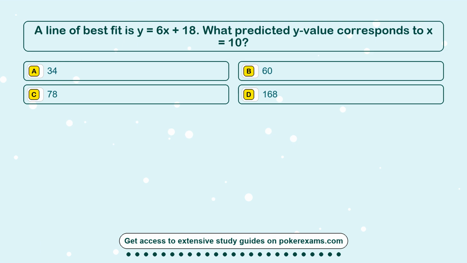Question 25. A line of best fit is y equals 6x plus 18. What predicted y-value corresponds to x equals 10? Option A 34. Option B 60. Option C 78. Option D 168.